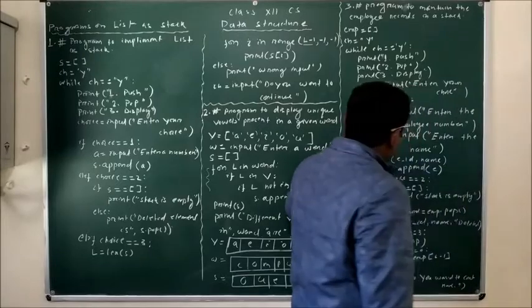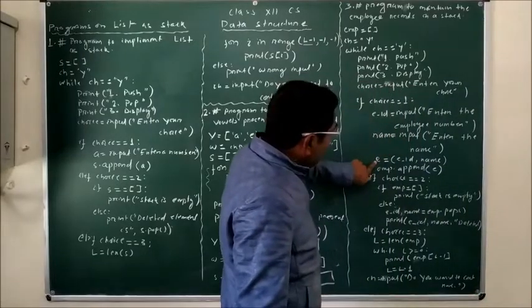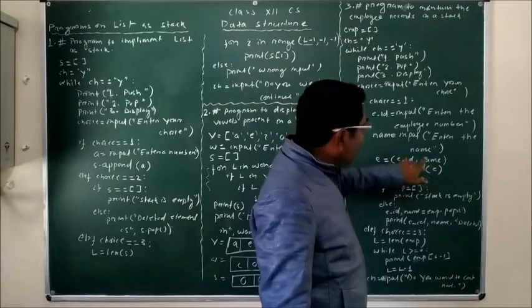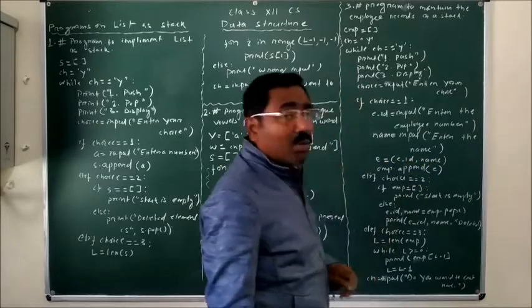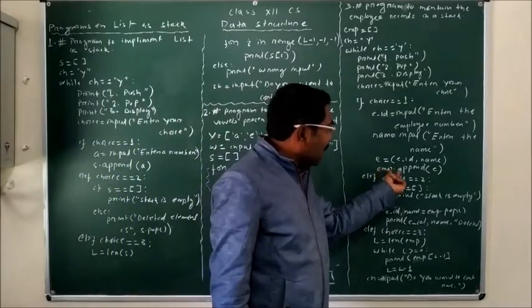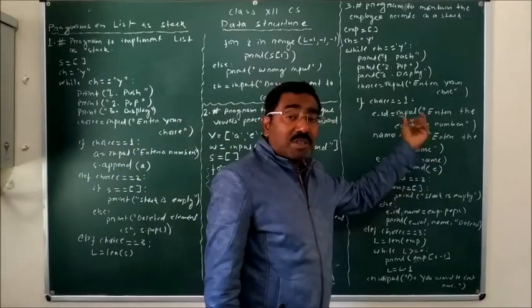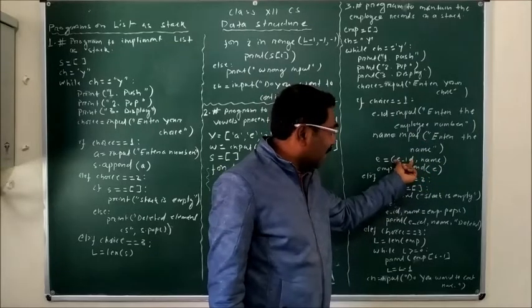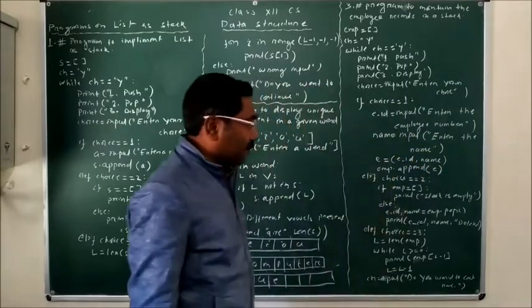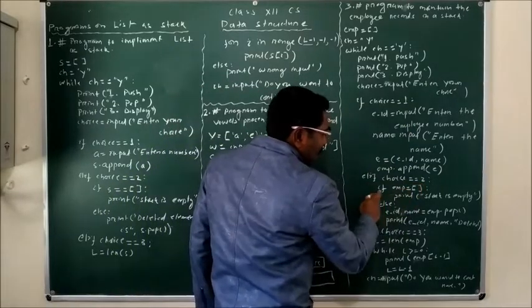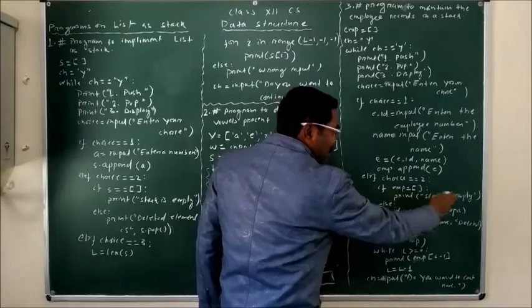So after entering two values, another list has been created. E is equal to EID and name. So both EID and name are stored in a list E now. Then emp.append E. That means in the emp list both EID and name will be appended. Rest things are same. If choice is equal to 2, if emp is equal to empty, print stack is empty.